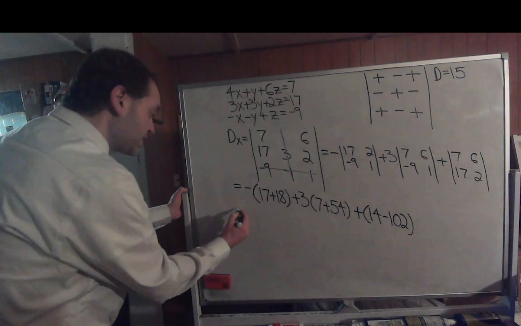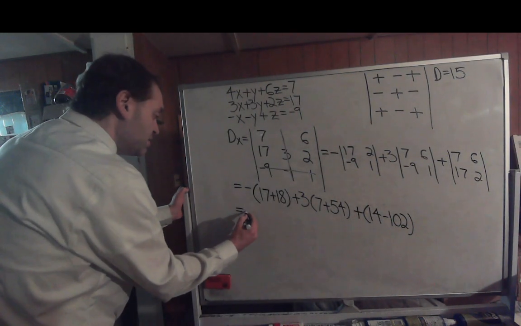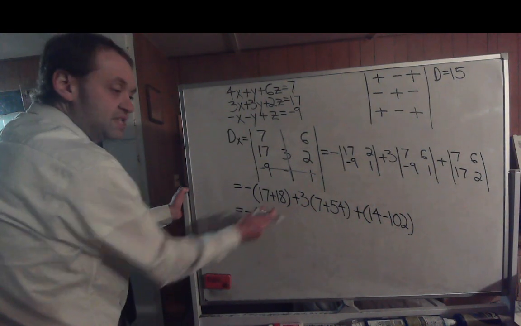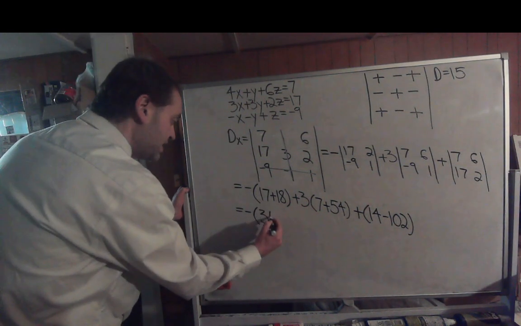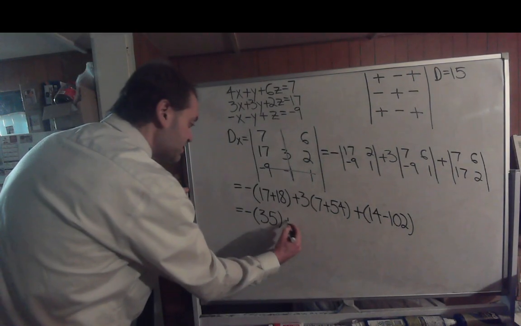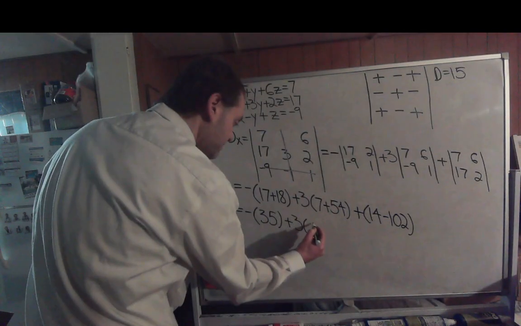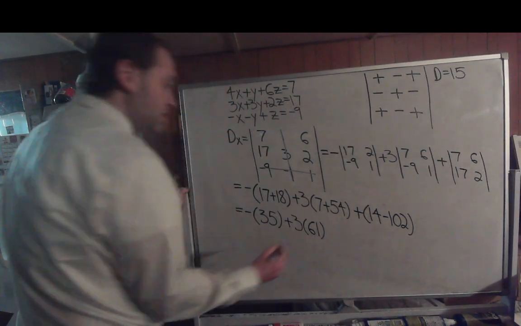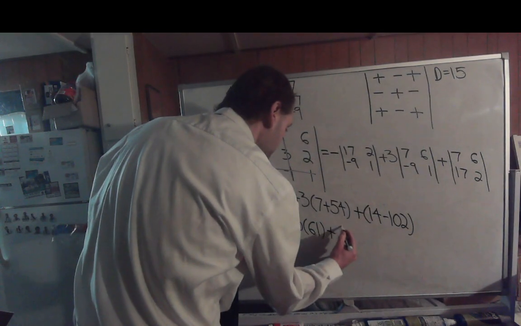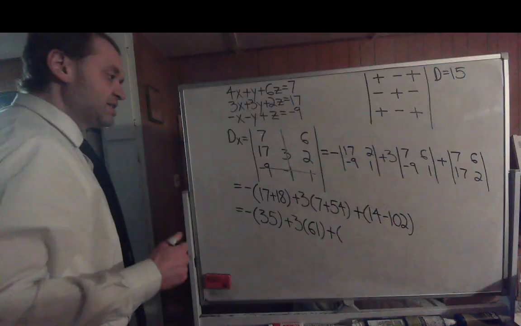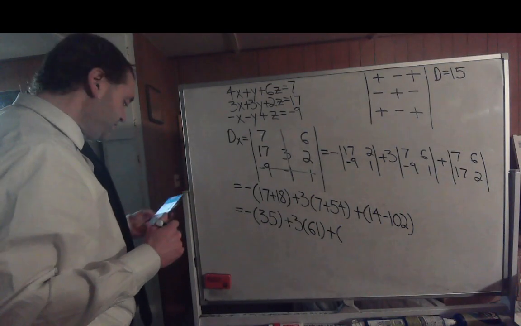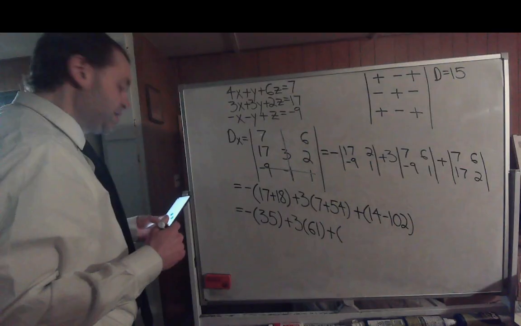Alright, so let's work inside these parentheses. Negative of your first one, 17 plus 18 is 35. Plus 3 times what's inside your first parenthesis, 7 plus 54 is 61. Plus what's in the third parenthesis, so 14 minus 102, I believe, is -88. But let me just double check my work there.